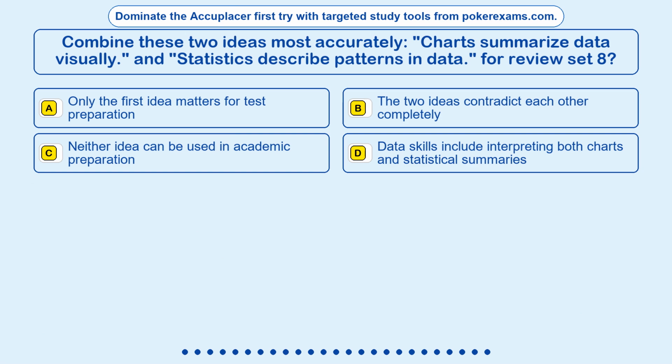Question 17. Combine these two ideas most accurately. Charts summarize data visually, and statistics describe patterns in data. For review set 8. Option A. Only the first idea matters for test preparation. Option B. The two ideas contradict each other completely. Option C. Neither idea can be used in academic preparation. Option D. Data skills include interpreting both charts and statistical summaries.